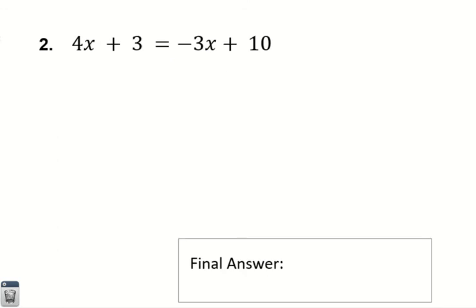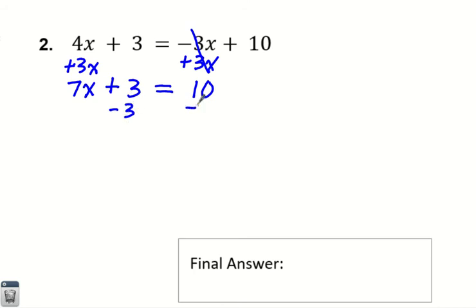Number 2 would probably play out like this. In order to move that minus 3x away from that side, you would do the opposite. Add 3x, and of course you are adding 3x to both sides of the equation, and so the right side would now just be positive 10, but the left side we have 4x plus 3x, that's 7x. The plus 3 comes down, and now we have the x's only on one side.